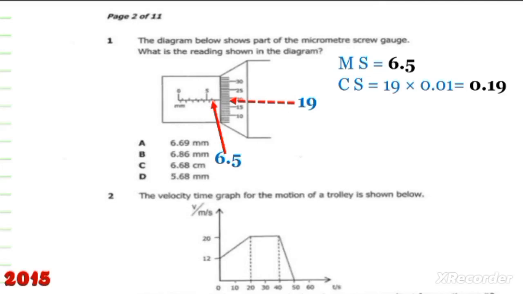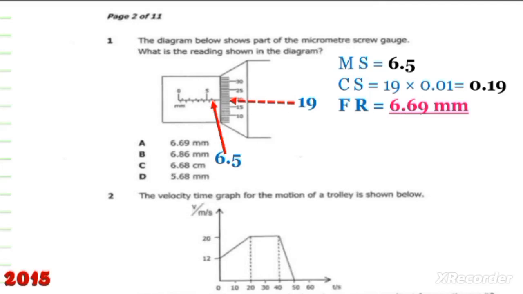To find the final reading, we are going to say 6.5 millimeters plus 0.19 millimeters. We are going to get 6.69 millimeters. So this is our final reading.